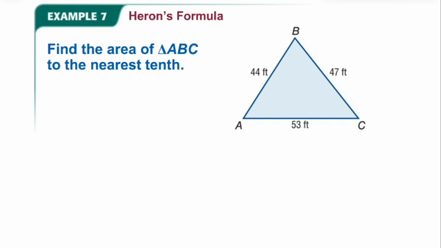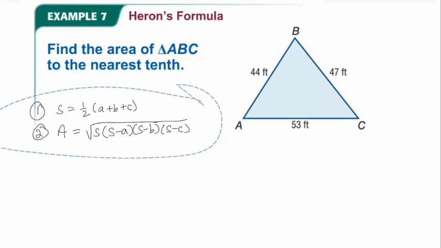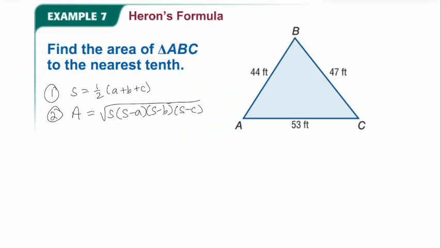Well, normally we would have to find the base and the height. We don't have that information here. So instead, we can use Heron's formula. The first thing we're going to do is find the half perimeter. So in this particular case, S is half of 44 plus 47 plus 53. I don't think I went in ABC order, but just find half the perimeter.